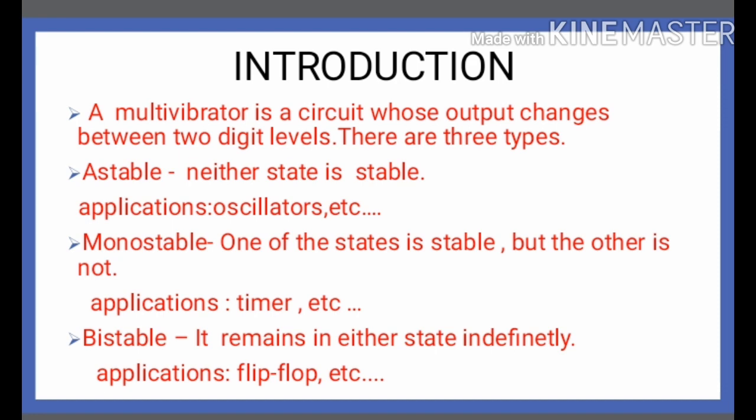In electronics, we have three multivibrators: the first one is astable, the second one is monostable, and the third one is bistable. Astable means it doesn't have any stable state. Monostable means it has only one stable state, and bistable means it has two stable states. In this slide, I put some of the applications of these three multivibrators.